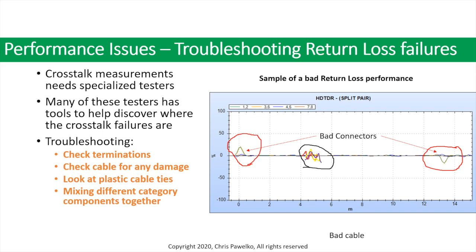For troubleshooting, you want to check your terminations, anywhere where your wires become untwisted. You want to check your cable for any damage. You also want to look for plastic cable ties. Plastic cable ties are really good, but if you pull on them too tight, they can cause damage to the cable and may cause return loss failures. As well, check for mixing different category components together.